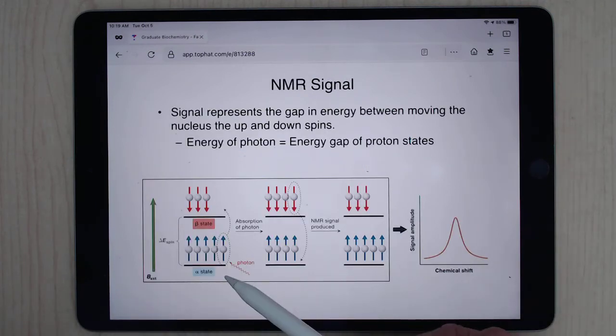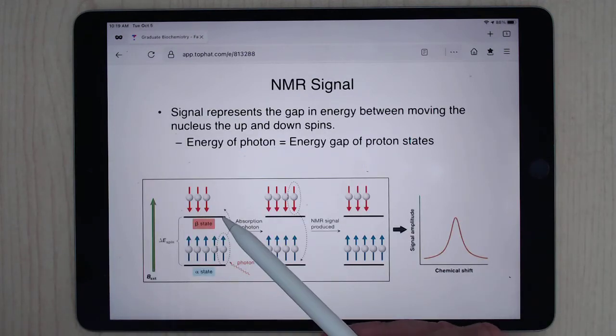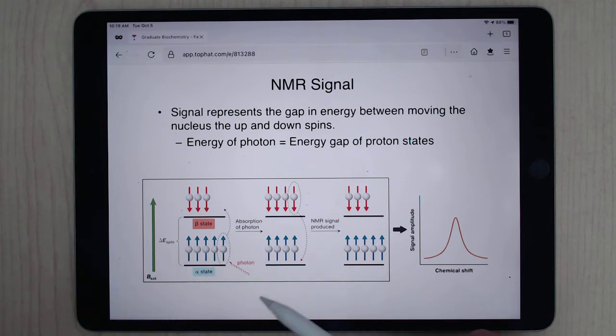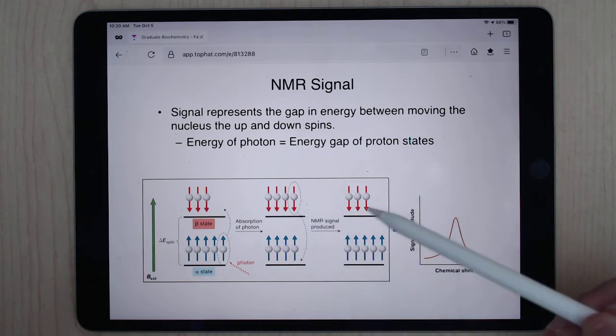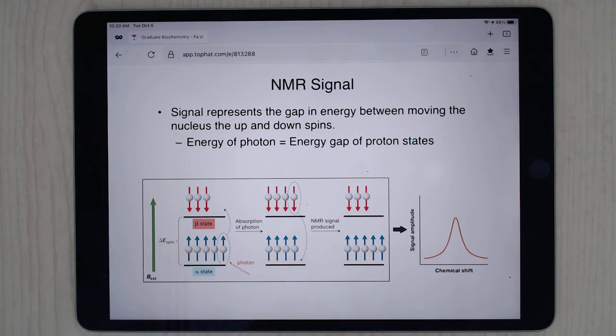Because what happens is, if you get a photon that matches this gap, the photon is going to come in, give this nuclei enough energy to get into this state here to start going against the field. But this high energy state is not stable, and so it's going to say, wait a minute, I want to go back down. When it does, it has to release the energy, and it releases the energy as a new photon, and so we're able to detect that. So what we're really doing is we're measuring that gap there with radio waves. Okay.